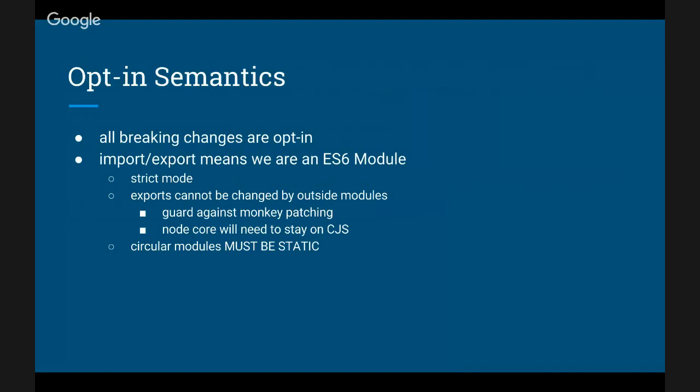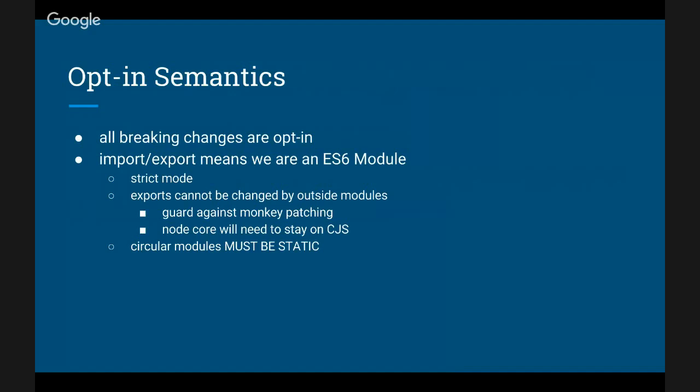Because of that, and because a lot of people need to be able to monkey patch core, core is actually going to stay on the same semantics as CommonJS. It's not going to have the exact same semantics as ES6. It'll be the same existing semantics. So only new code in user land will be guarded against monkey patching.